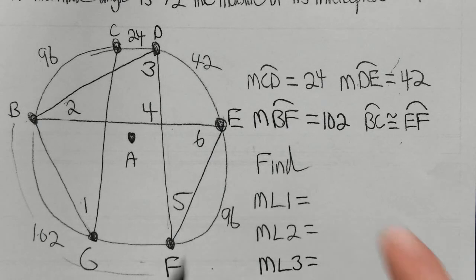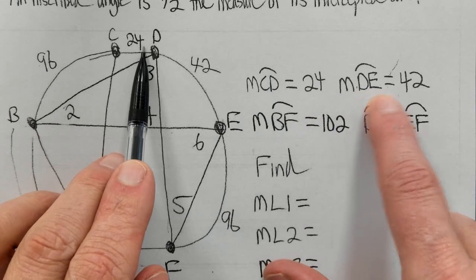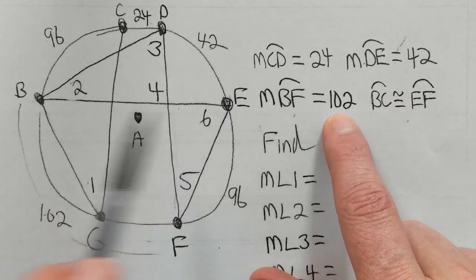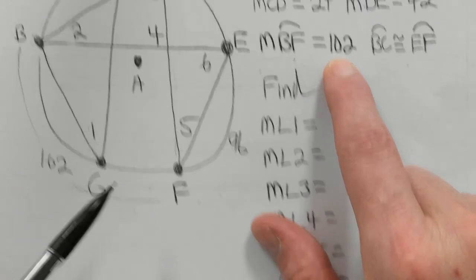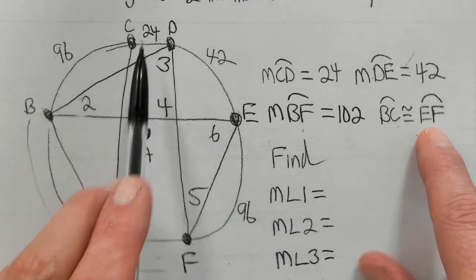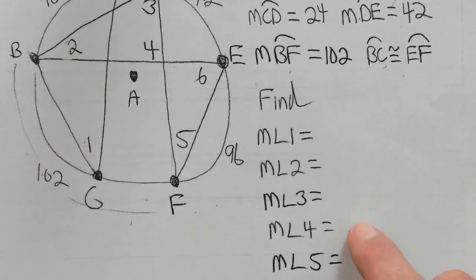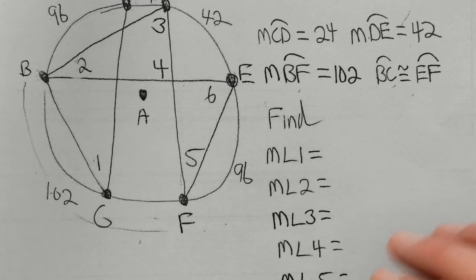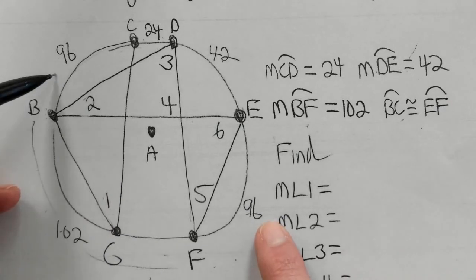So if I go ahead and plug this in, the measure of CD is 24. The measure of DE is 42. The measure of BF is 102 from here to here. And BC is the same as EF. When you're looking at BC and EF to be the same, here's how we figured out that that was 96.